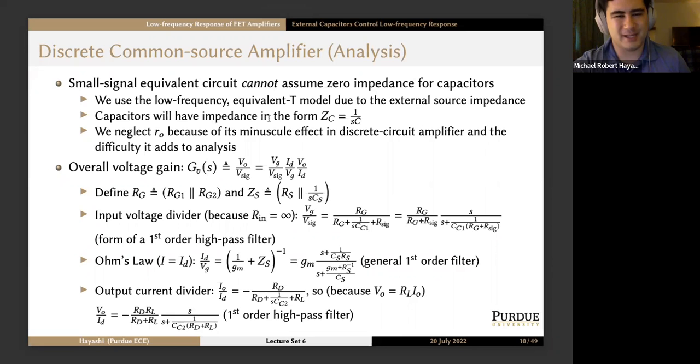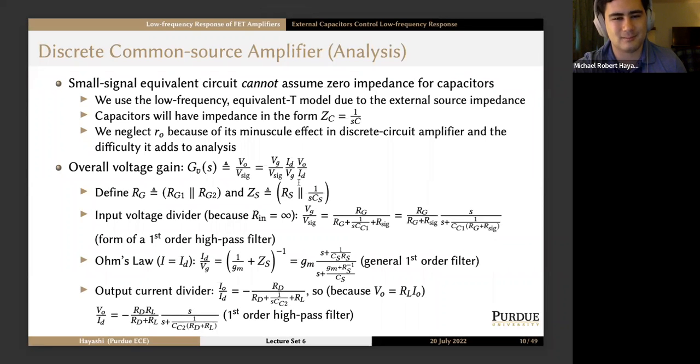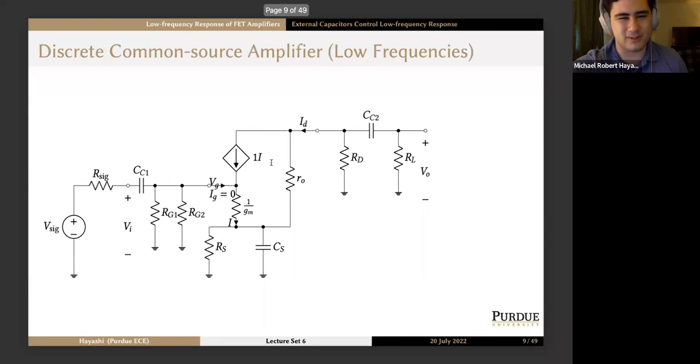The capacitors have impedance in the form Z sub C is equal to 1 over SC. Right? We know how impedance works. And we're going to neglect R sub O, the output resistance, because it just adds so much difficulty to our analysis while having a fairly minuscule effect, especially at very low frequencies. Little R sub O is not a controlling element in this circuit. So we just ignore it. We'll replace it with an open circuit. So R sub O goes to infinity.